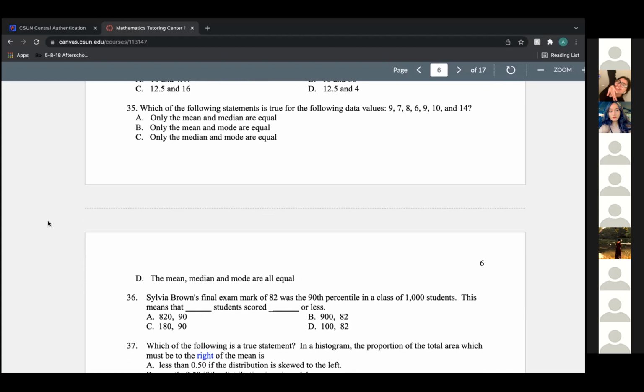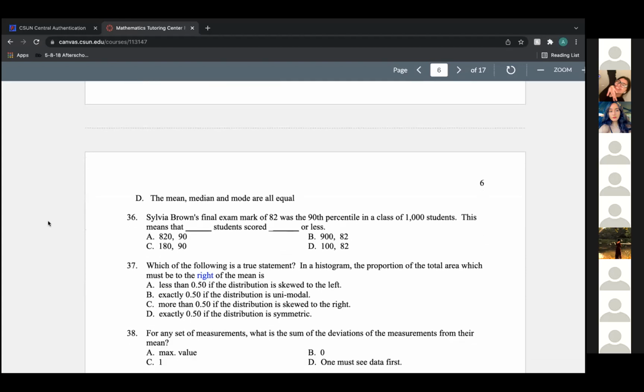We have a mode of 9. And then does the mean agree? 9 plus 7 is 16, plus 8 is 24, plus 6 is 30, 39, 49, 59, 63, divided by 7 is 9. They are all 9. So the answer is D. The mean, the median, and mode are all equal.